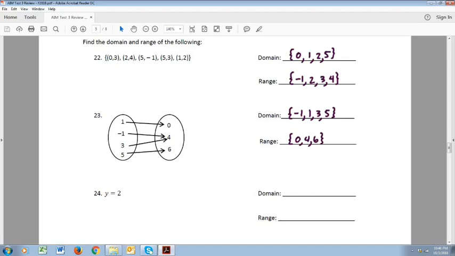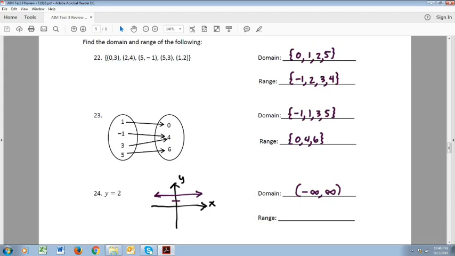On number 24, certainly we know all the linear equations that are functions have a domain of all real numbers. You can see that if you actually graph this. We know that it's a horizontal line that goes through 2. So certainly the domain is all real numbers. Now the range is a little bit interesting.